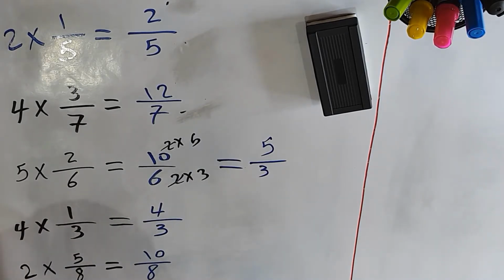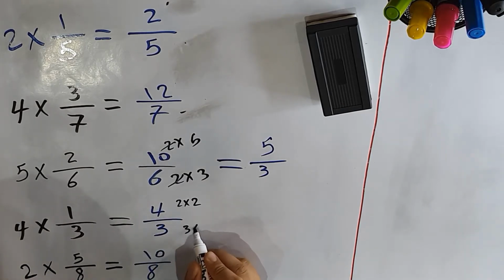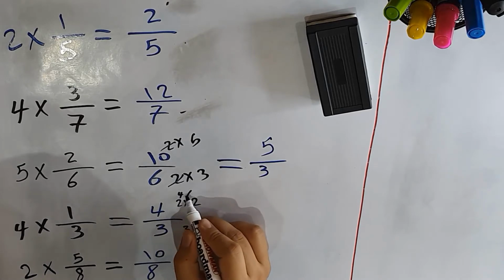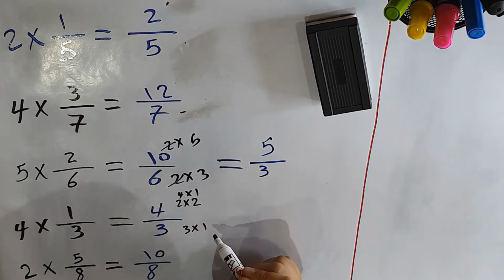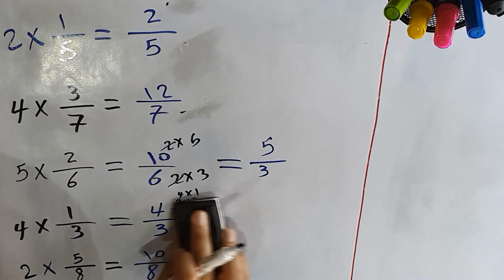Okay, next one. 4 and 3, in simplify, check it. 4 we can write like 2 times 2, and 3 is 3 times 1. And 4 we can also write as 4 times 1. Any common number except 1? No, then no simplify in this fraction.